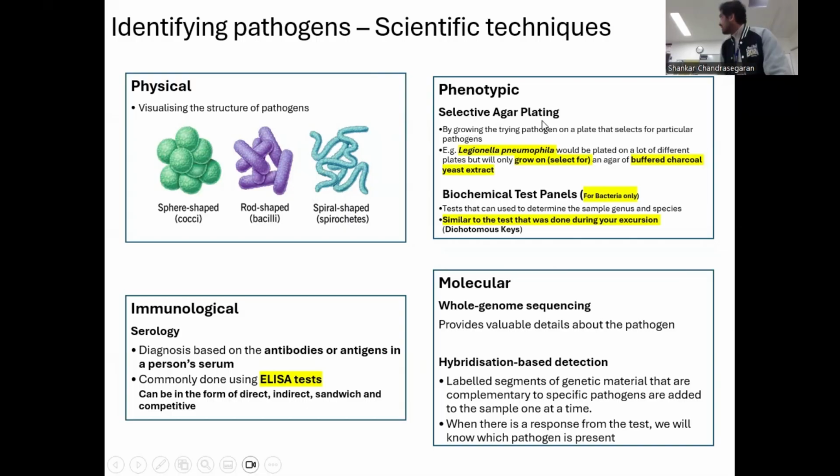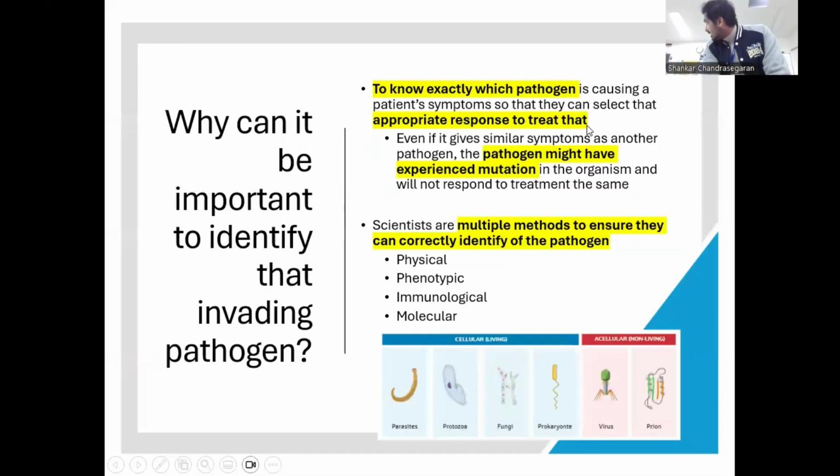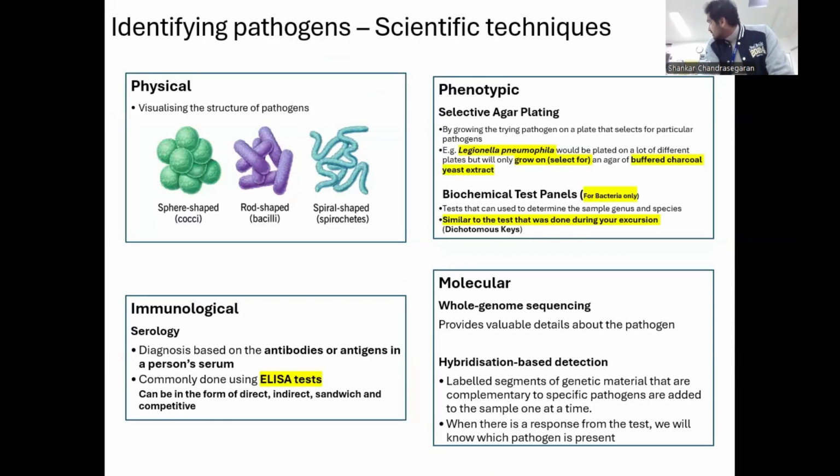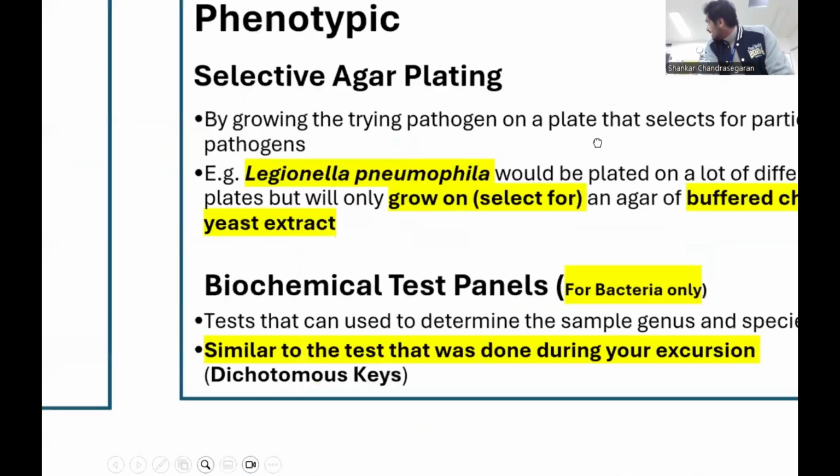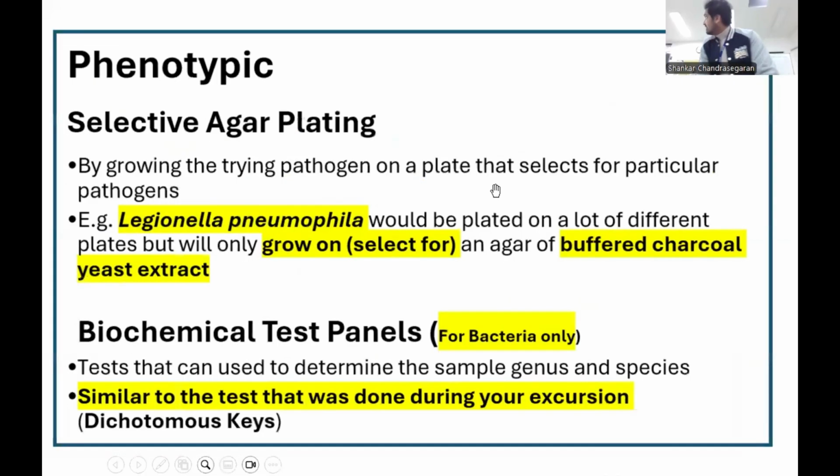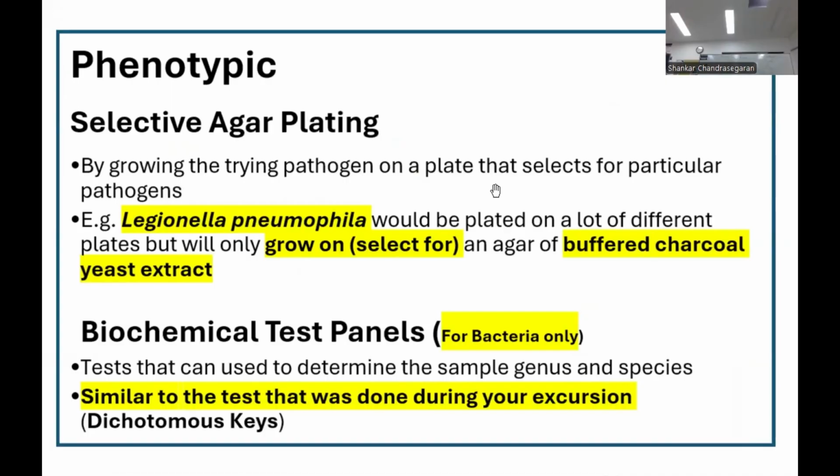Moving from there is the phenotypic assessment, meaning the features that it exhibits. The first one is selective agar plating. That is basically plating this pathogen on a bunch of different plates that are selecting for different pathogens. Basically, to know which pathogen we're dealing with, we have to plate that pathogen on plates that are very specifically only going to allow that pathogen to grow.